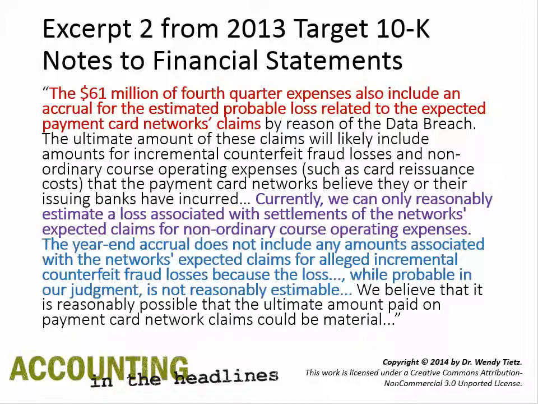The ultimate amount of these claims will likely include amounts for incremental counterfeit fraud losses and non-ordinary course operating expenses such as card reissuance costs that the payment card networks believe they or their issuing banks have incurred. Currently, we can only reasonably estimate a loss associated with settlements of the network's expected claims for non-ordinary course operating expenses. The year-end accrual does not include any amounts associated with the network's expected claims for alleged incremental counterfeit fraud losses because the loss, while probable in our judgment, is not reasonably estimable.